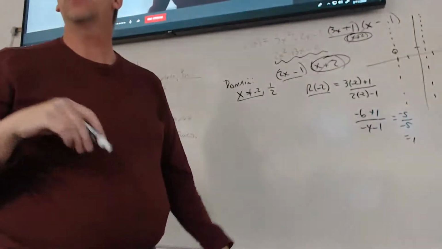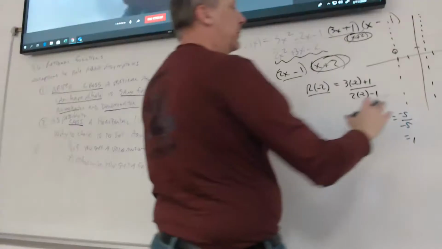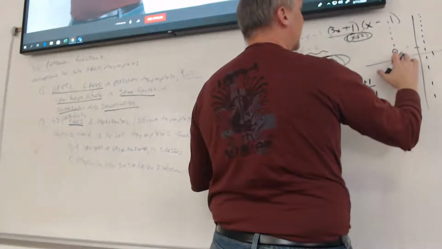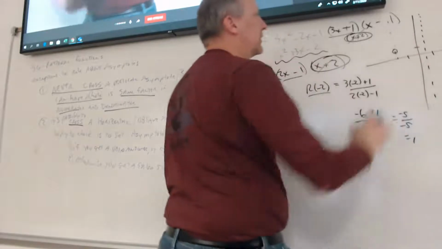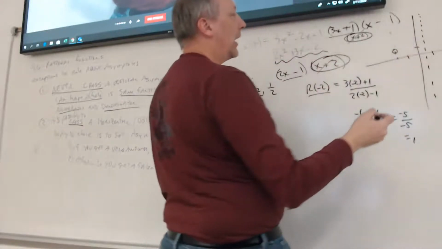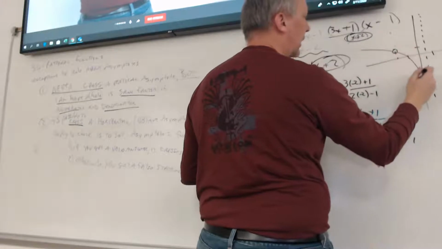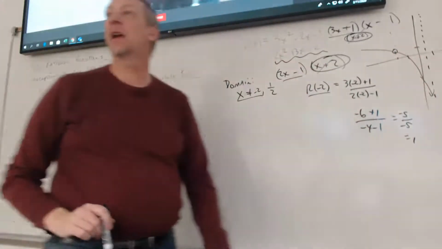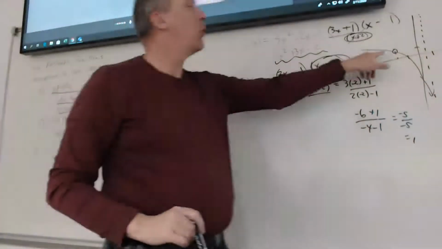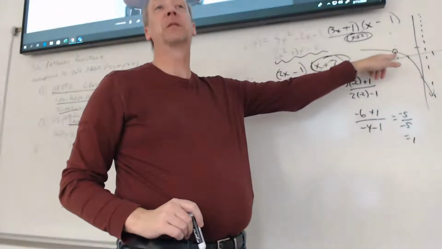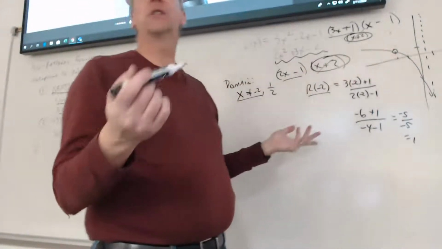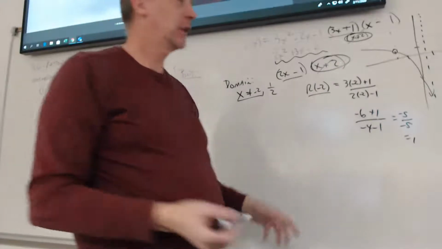Okay? Now, it's up to you. The book would not call this an asymptote. What it would do is just erase that completely. And let's say that it went something like this. It might look something like that. So you'd have a hole where the asymptote should have been. Okay? And so that's how you do that.